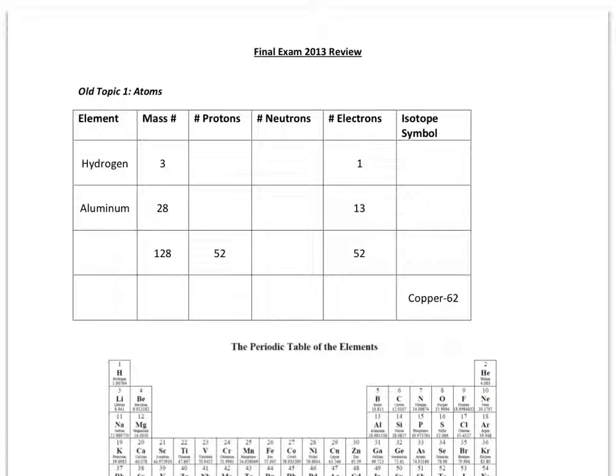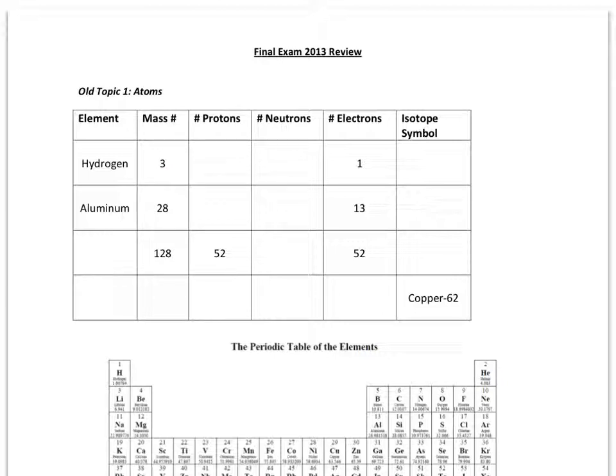So let's do a couple of these together, now that we've looked a little more at the atom. This right here is hydrogen, and it has a mass of 3. A lot of you are looking at your periodic table and saying, no, hydrogen has a mass of 1. Remember, the mass on the periodic table is the average mass of all of the hydrogen atoms in the world. This is the mass of this particular hydrogen atom. So this one atom has a mass of 3.